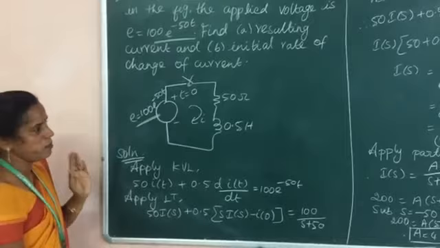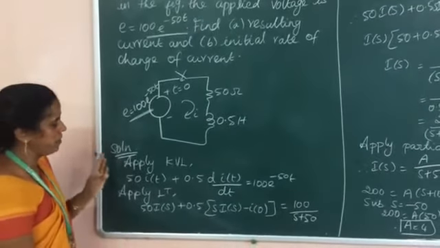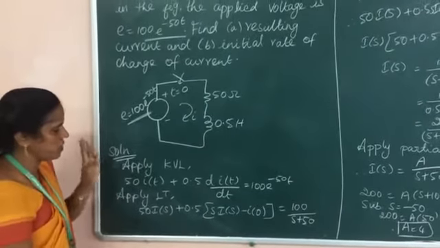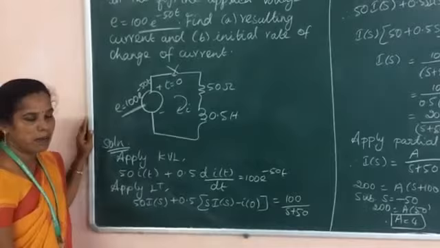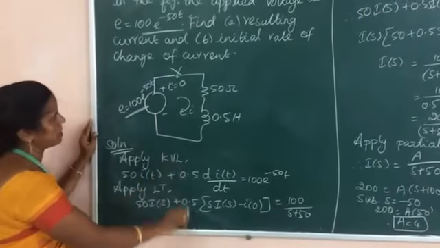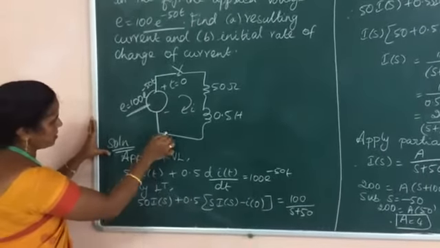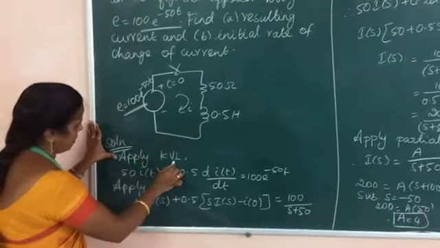So this is simple. As we are thorough with the derivation, only 4 things we are going to apply. First we will apply KVL. Next we will take Laplace transform. Third, we are going to apply partial fraction. Last, we are going to take inverse Laplace. So we will be getting the resulting current. For the given circuit, applying KVL, we are getting 50 into i of t plus 0.5 into di by dt is equal to the supply voltage 100 into e power minus 50t.